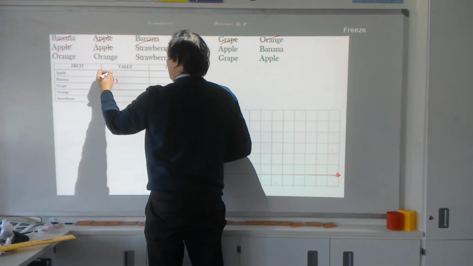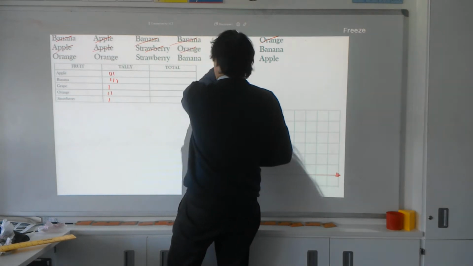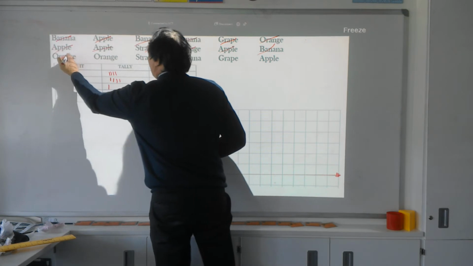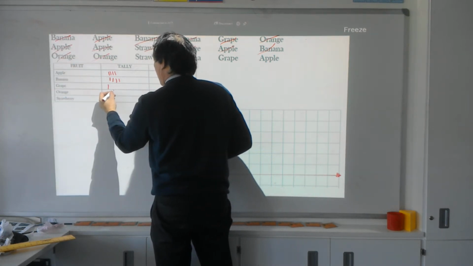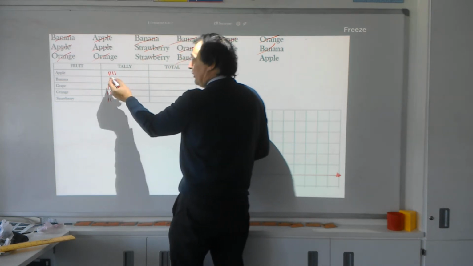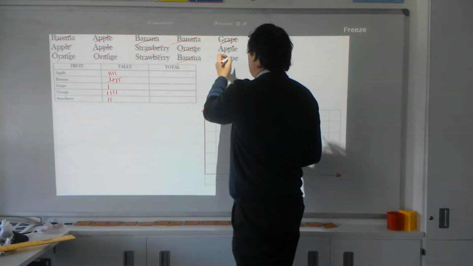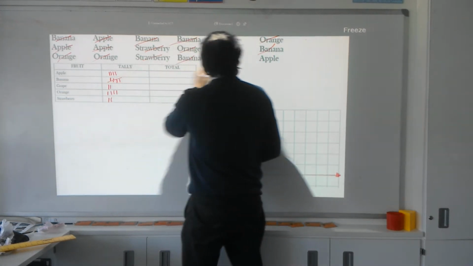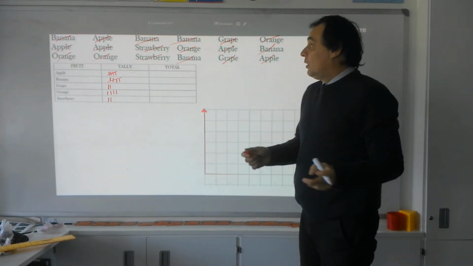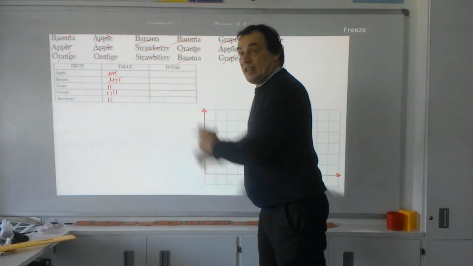Apple 1, strawberry, bit of variety there, and orange, and apple, and banana, and orange, 2 oranges there, 1, 2, strawberry, and banana. Now when I get to the 5th one, I've got 5 bananas there, I make a 5-bar gate. And then grape 1, and then apple, a 5-bar gate as well. So we've put together all of the items in our list into our tally chart now.